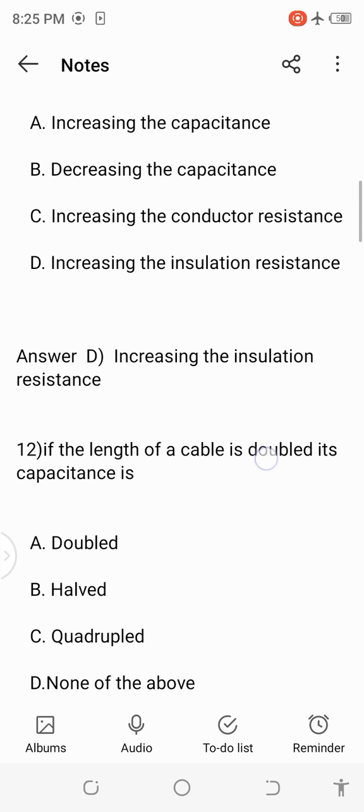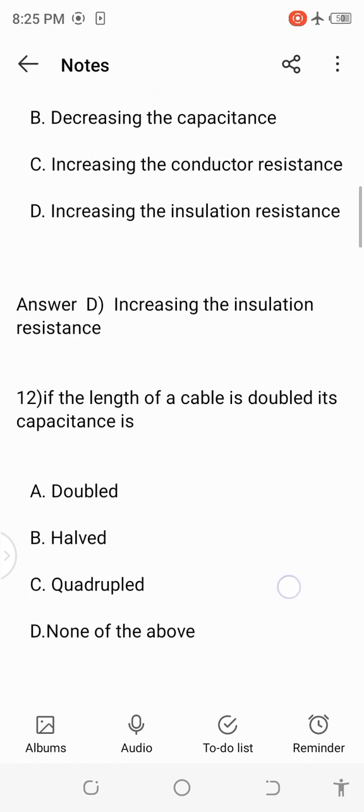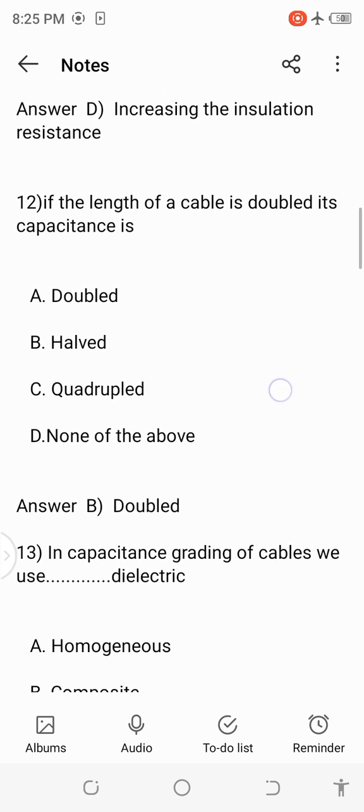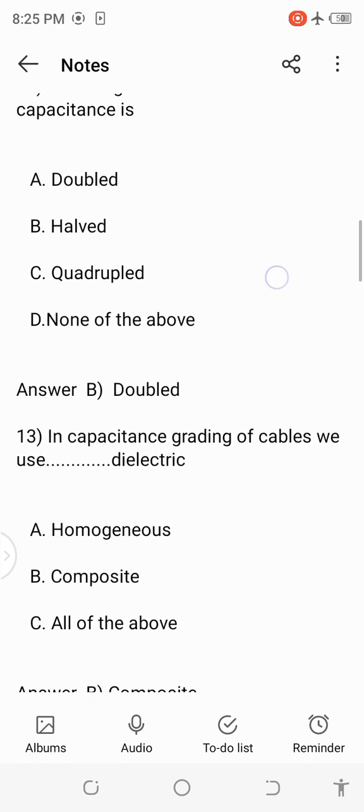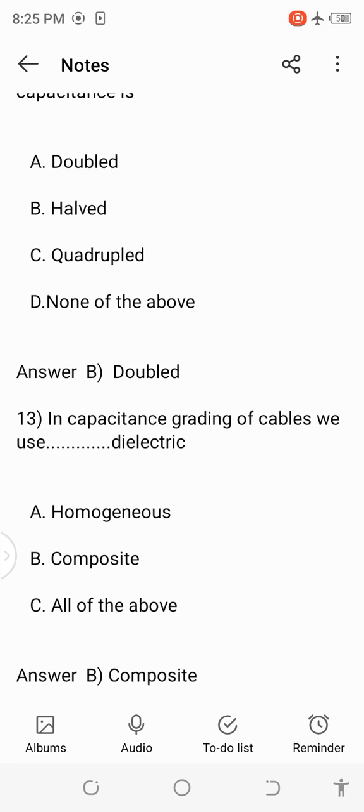12. If the length of a cable is doubled, its capacitance is: A. Doubled. B. Halved. C. Quadrupled. D. None of the above. Answer: A. Doubled. 13. In capacitance grading of cables we use dielectric: A. Homogeneous. B. Composite. C. All of the above. Answer: B.